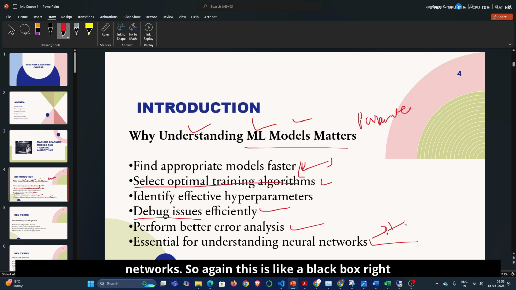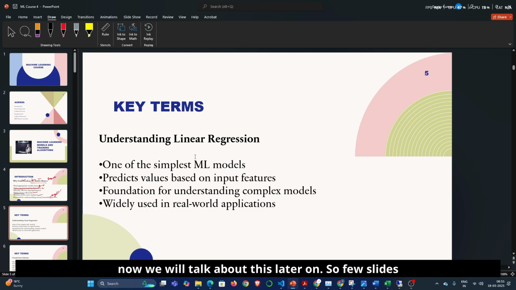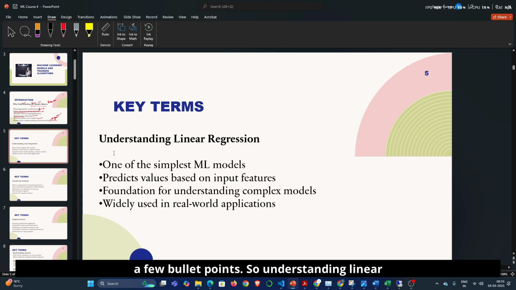Again, this is like a black box right now. We will talk about this later on. So, the next few slides will be a summary of all the key terms which we are gonna study here. It's not an in-depth and detailed summary. It's only a few bullet points.